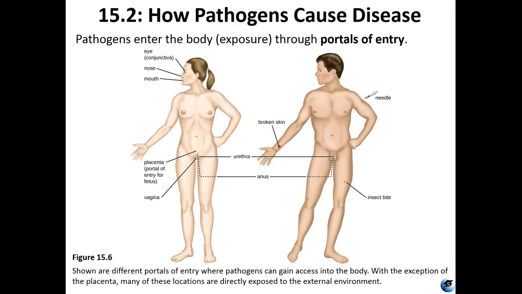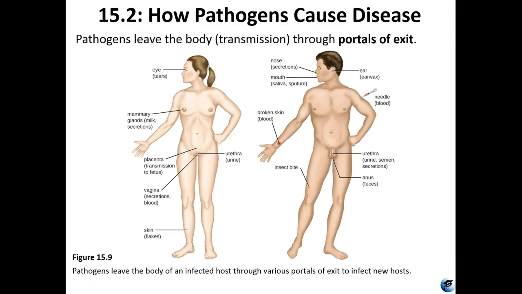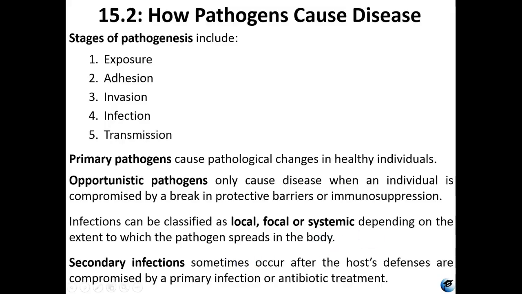Sections 15.3 and 15.4 are talking about virulence factors of pathogens. This is when an individual is exposed to the pathogen. Then after exposure, the pathogen has to adhere, so it has to attach or somehow become embedded in order to then invade.